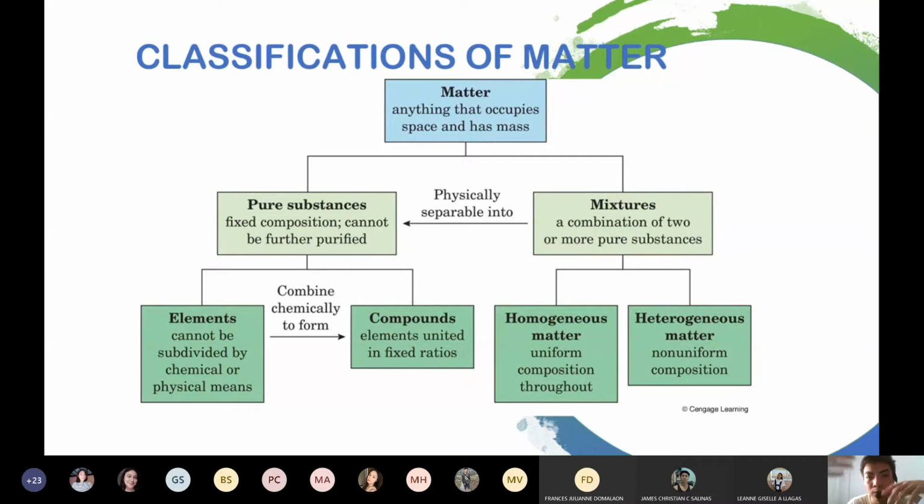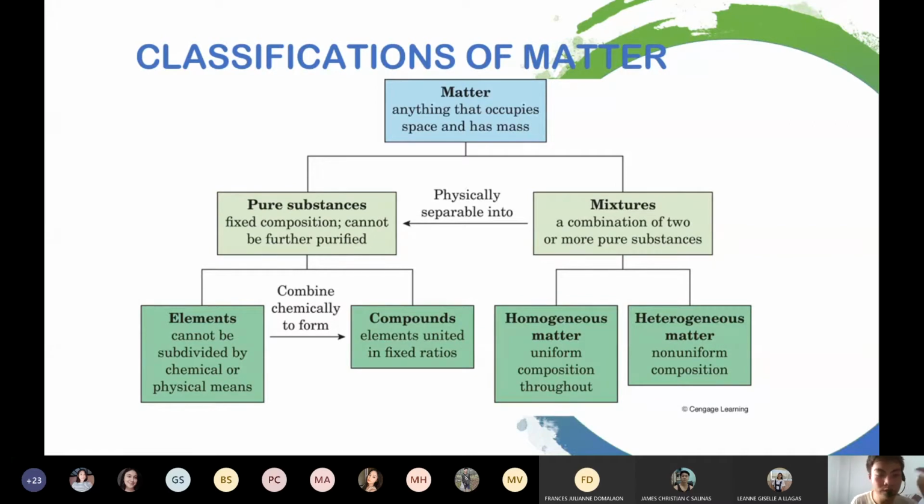Another example is if you put sand on water. Naglagay ka ng buhangin sa tubig, bakit? Aba, malay ko. Example lang naman. So makikita nyo that there is a cloud mixture. May cloud ng buhangin particles na umiikot sa water until they eventually separate into two layers.